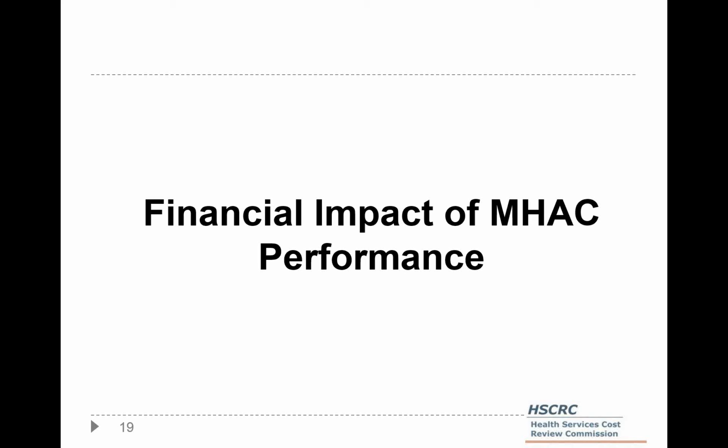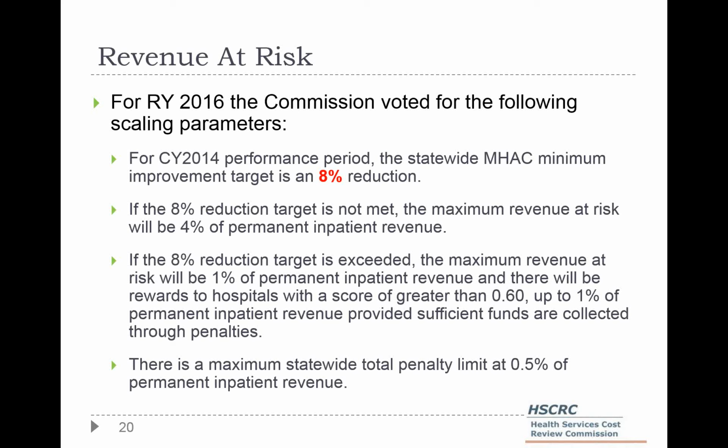So now that you've been shown how to calculate a final score for your hospital, how do you determine the financial impact of that score, or the potential financial impact? So for rate year 2016, the Commission voted for the following scaling parameters. First, they set for calendar year 2014 a statewide MHAC minimum improvement target of 8%.